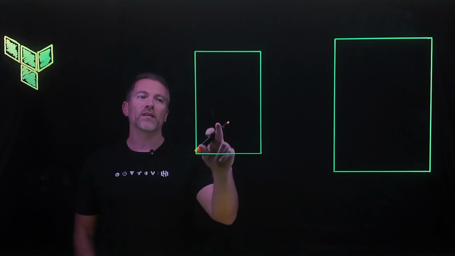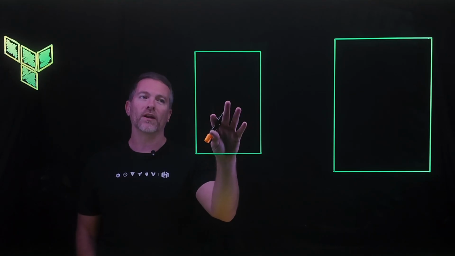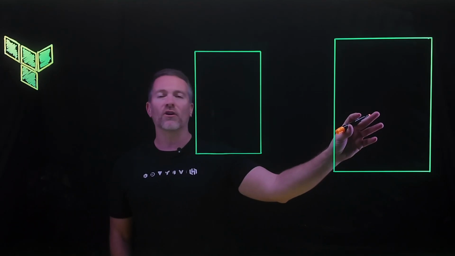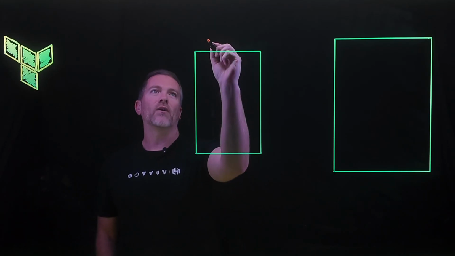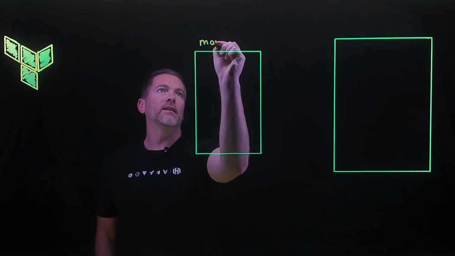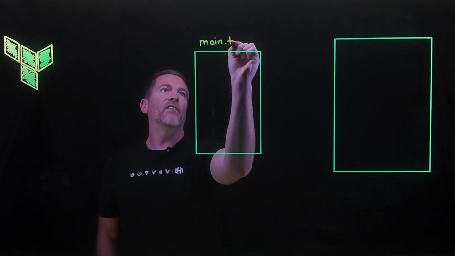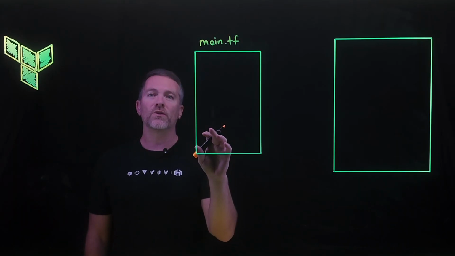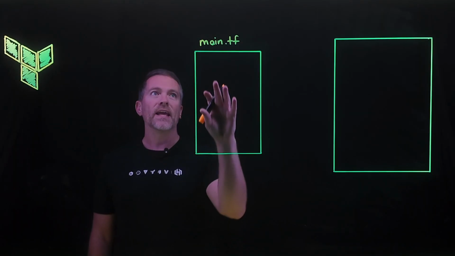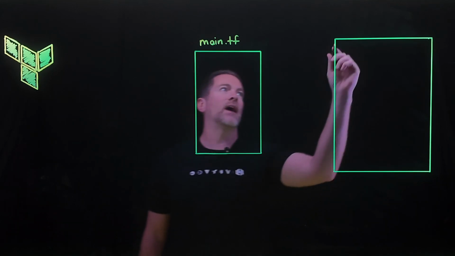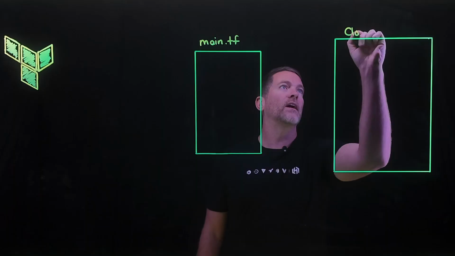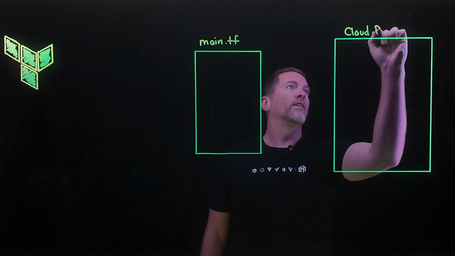So what we're going to do is we have a configuration file we're going to use in this box, and then we have our cloud provider over in this box. And so in this configuration file, it may be a main.tf file here. And what we'll do is define our desired state inside of our Terraform configuration and see how that impacts our cloud provider. So I'll write cloud provider over here.